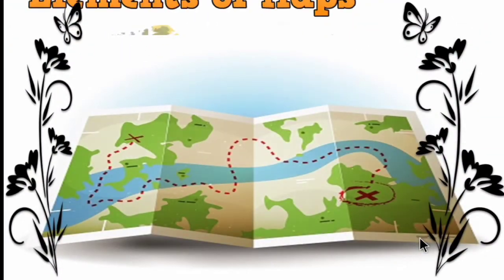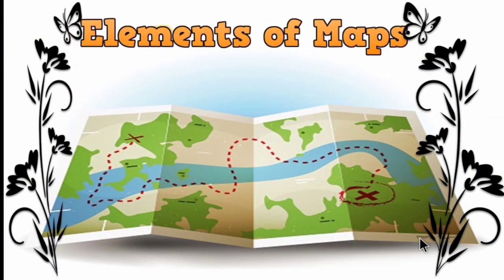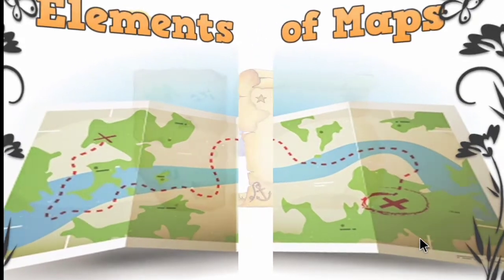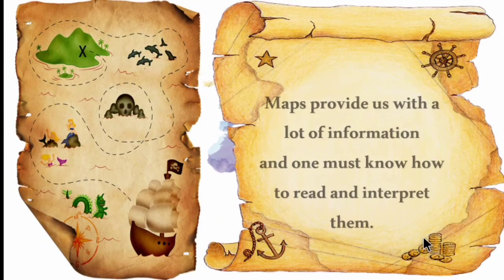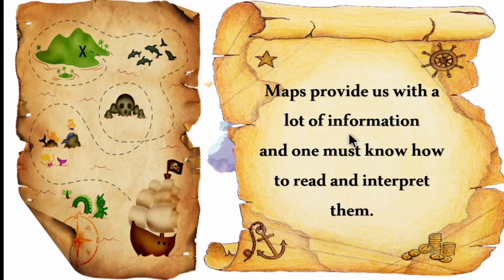Now we are going to see the elements of a map. What are the different types of elements present on a map? Let's see. Maps provide us with a lot of information, and we must know how to read and interpret them. We must know the details about the symbols and signs mentioned in the map and interpret them.